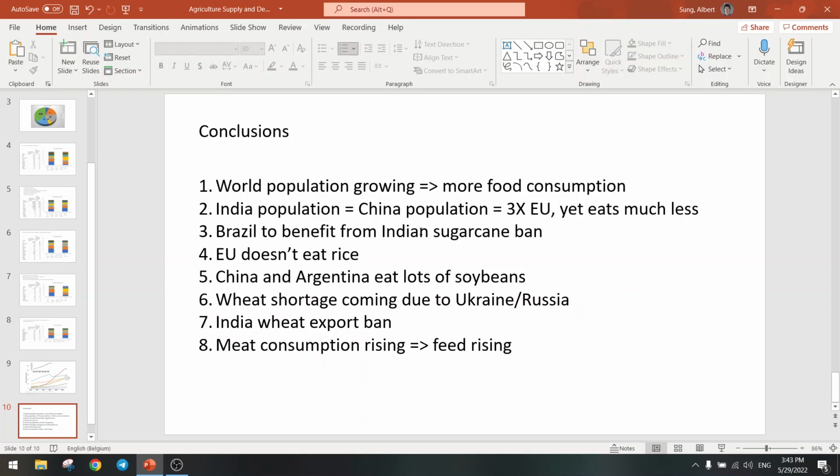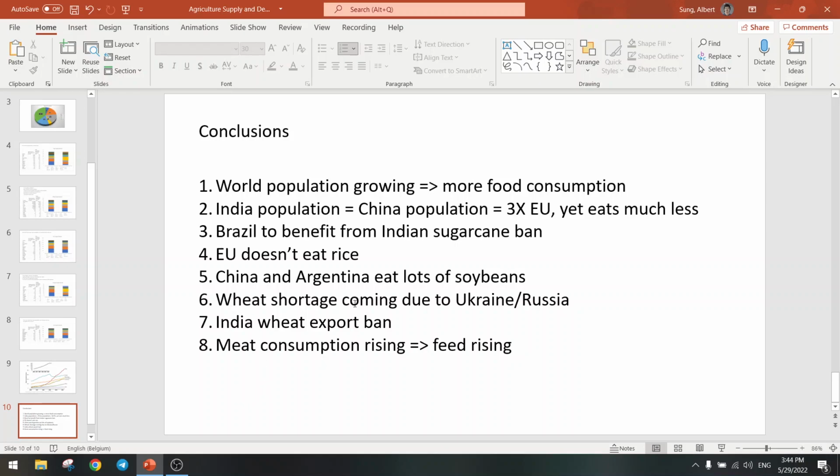Brazil, the Indians said that they would ban the export of sugar. So Brazil is going to benefit from this ban. EU doesn't eat rice, just something to know. Then we have the soybeans. China and Argentina eat lots of it.